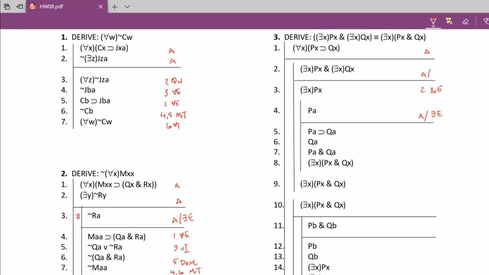Line 5 comes from line 1 by universal elimination. And then 4 and 5 together give us line 6 by conditional elimination. What we see on line 7 is just conjunction introduction on 4 and 6, ampersand I. And then line 8 is existential introduction on line 7. So now we need to annotate this application of existential elimination. The subderivation stops, and the sentence moves to the next outer scope line. And so we've got the existential on line 3, and then the subderivation that runs 4 through 8.